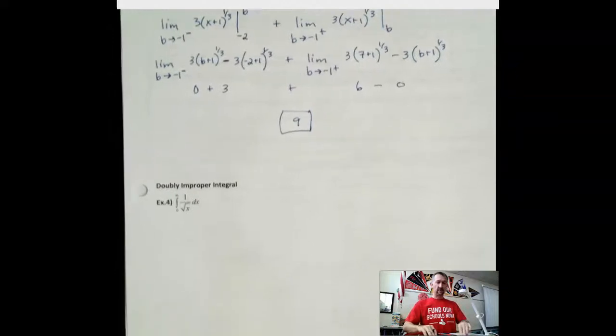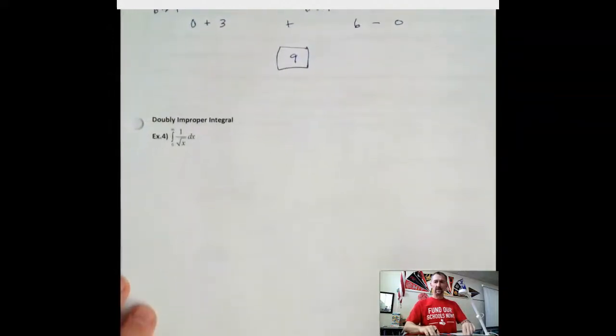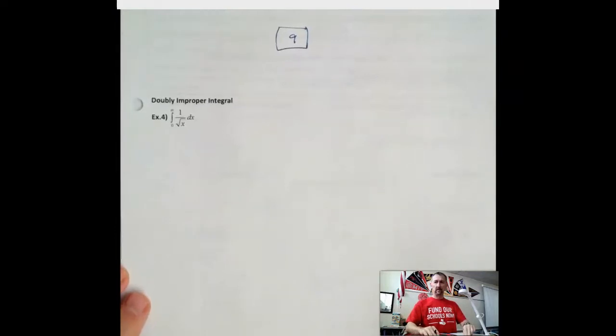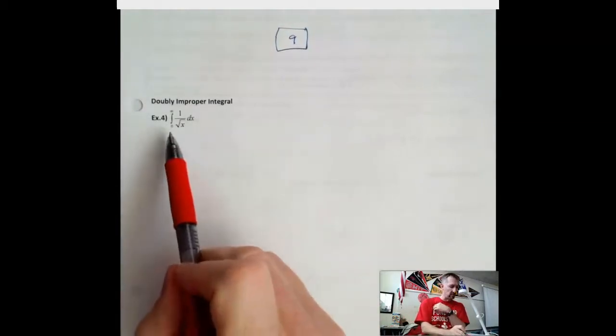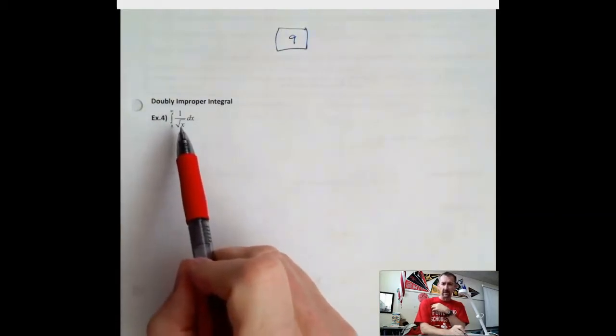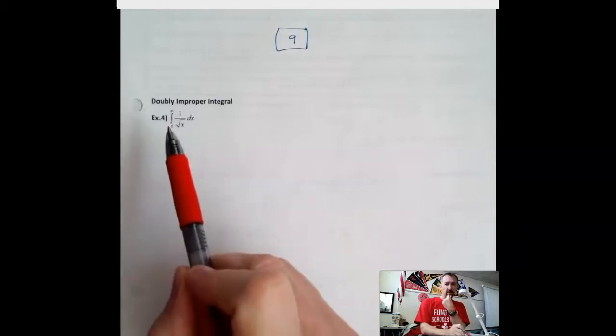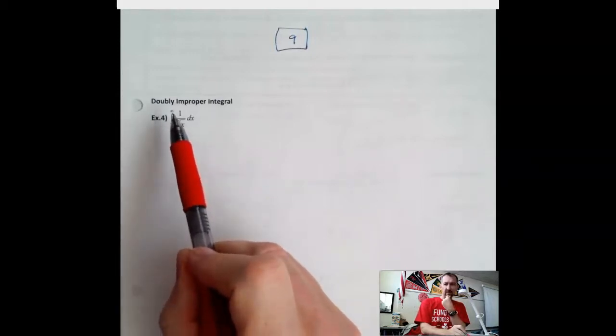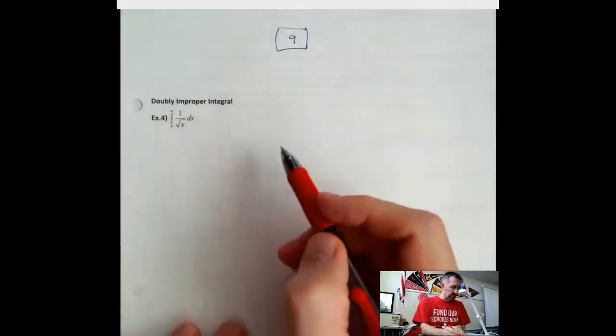And our last example of chapter 7, our last integral example, is a doubly improper integral. Ooh. Okay, so there's two different problems here. One is that as we approach 0 from the right, this approaches positive infinity, sorry. And then we also have an infinity here, so we have to separate that two ways.